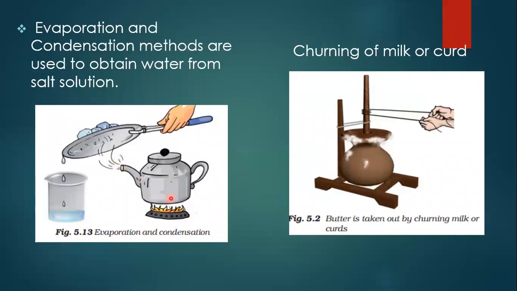On getting heated, water in the salt solution will be evaporated and it will convert into steam or water vapor, and this water vapor will be coming out through the spout. And we will allow the water vapor to collect on the metal plate on which ice cubes are kept. Here you can see the ice cubes. Why are the ice cubes kept? For making this surface cool.